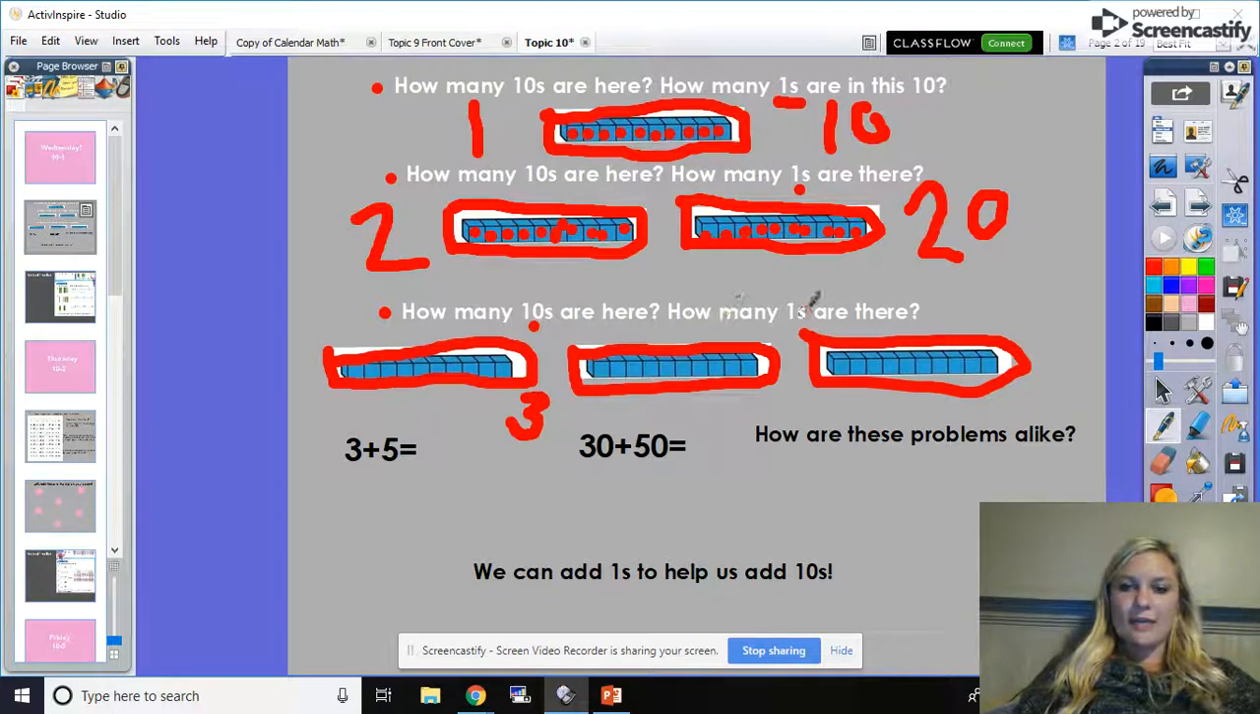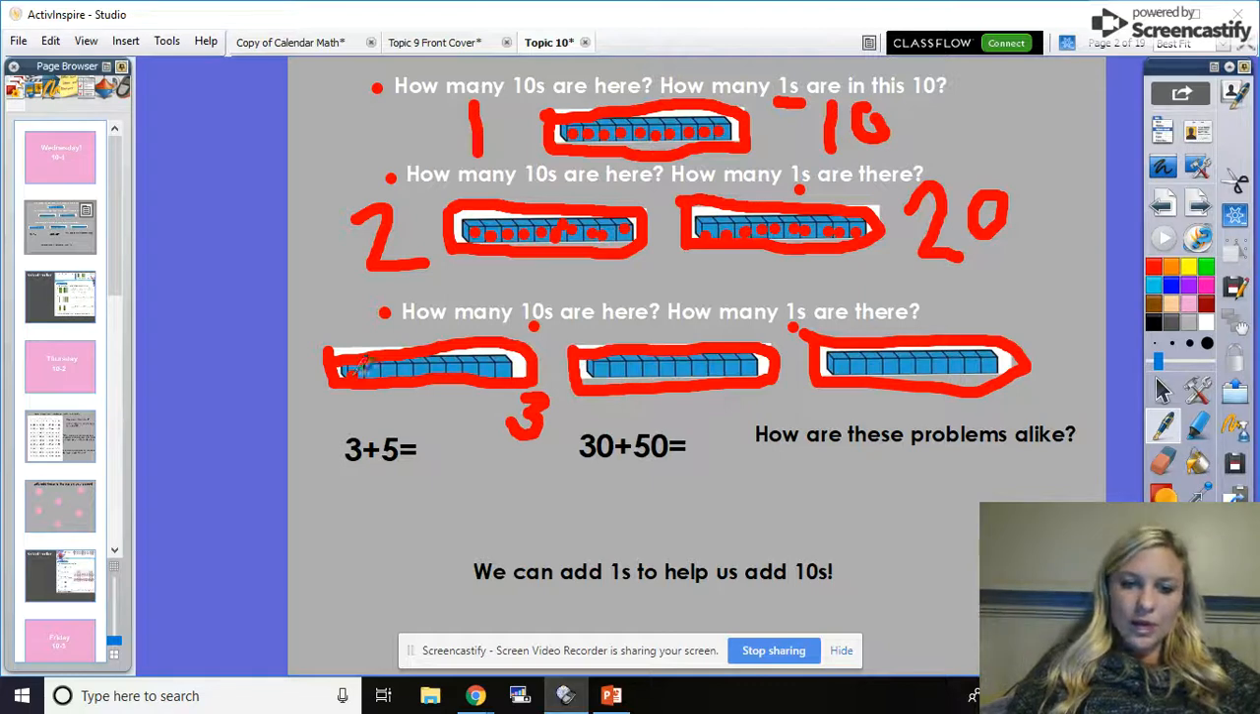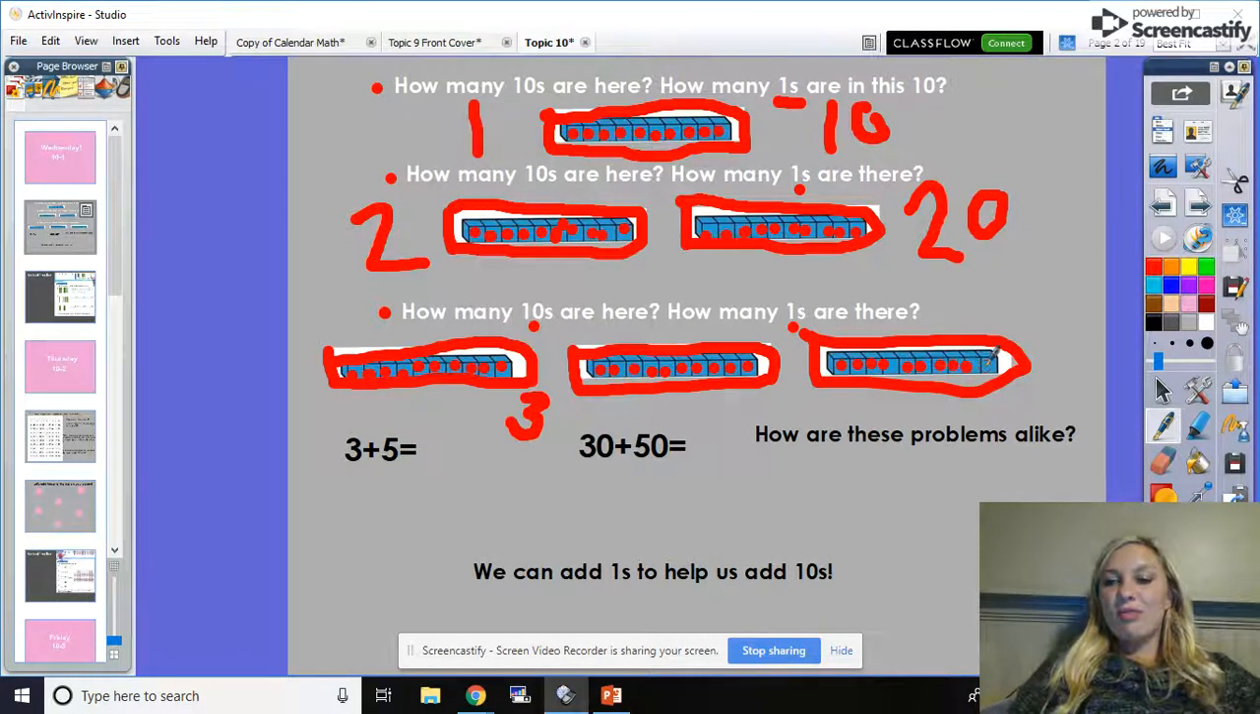Now, what if we want to know how many ones there are? That means we have to count all these little tiny cubes. 1, 2, 3, 4, 5, 6, 7, 8, 9, 10, 11, 12, 13, 14, 15, 16, 17, 18, 19, 20, 21, 22, 23, 24, 25, 26, 27, 28, 29, 30. There's 30 ones, 30 little cubes.